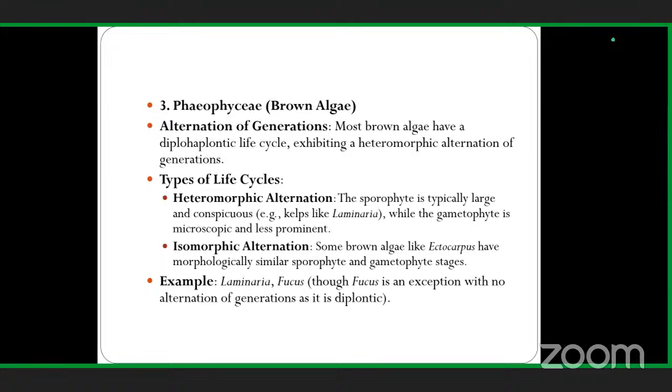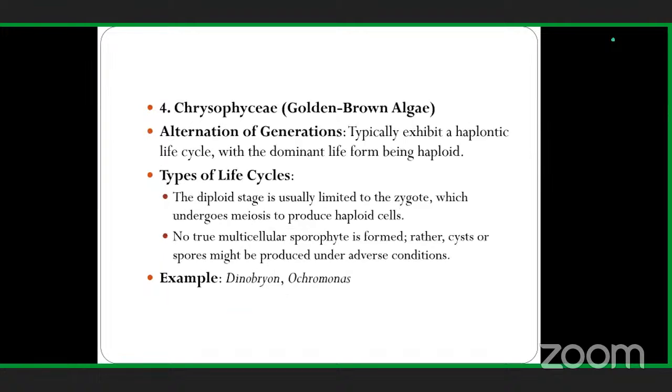So example is Laminaria, Fucus. Although Fucus is an exception with no alternation of generation as it is diplontic. But Fucus also has some exception, some species which don't show alternation of generations. So this is Phaeophyceae. Next is Chrysophyceae, that is golden brown algae.